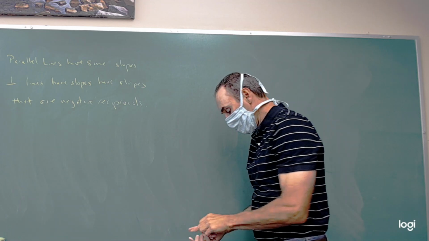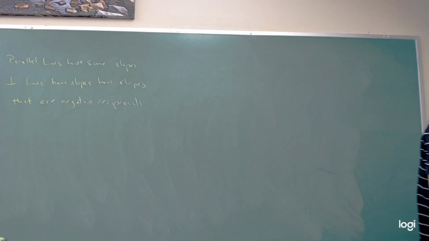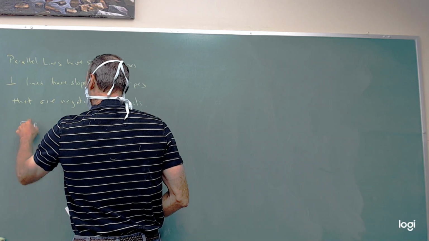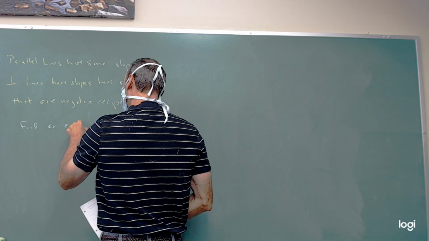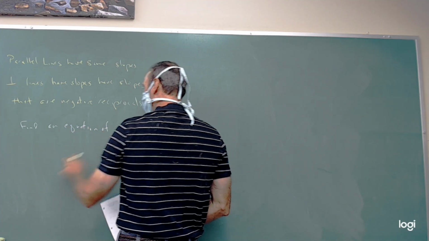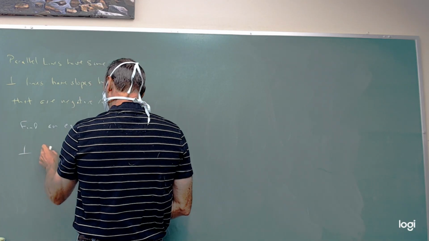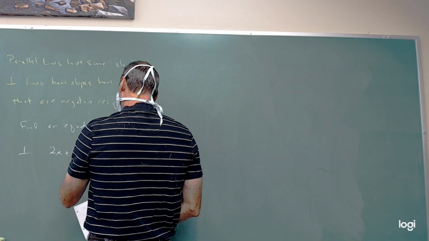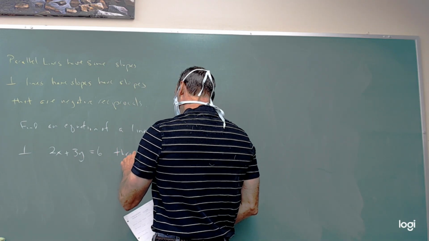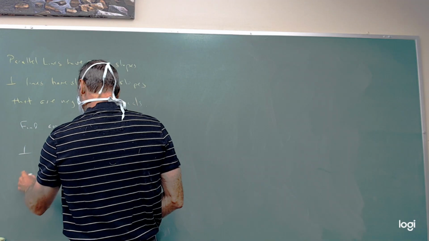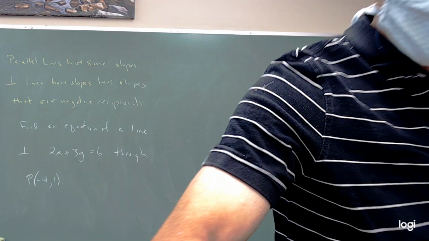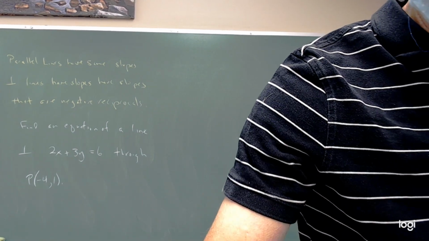So I'm going to give you an example. Let's say, can you find an equation of a line perpendicular to the line 2x plus 3y equals 6 through the point negative 4, 1? So before we bring people to the board to do this, let's talk strategy.